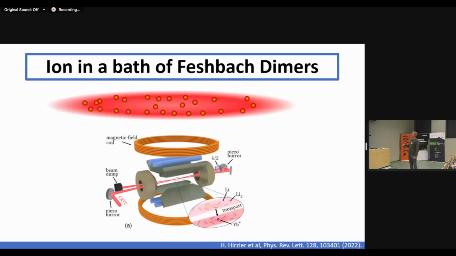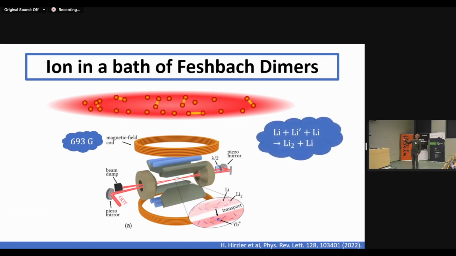Now, in this talk, I want to discuss something that we did quite recently. We decided to look at some chemistry, and to do this, we transferred some of these lithium atoms to so-called Feshbach dimers. So we got lithium 2 molecules, and we want to see how those interact with the ions. We have big coils here, and we can make a magnetic field of 693 Gauss, which is close to an atomic Feshbach resonance. And then the atoms start to form these lithium dimers.